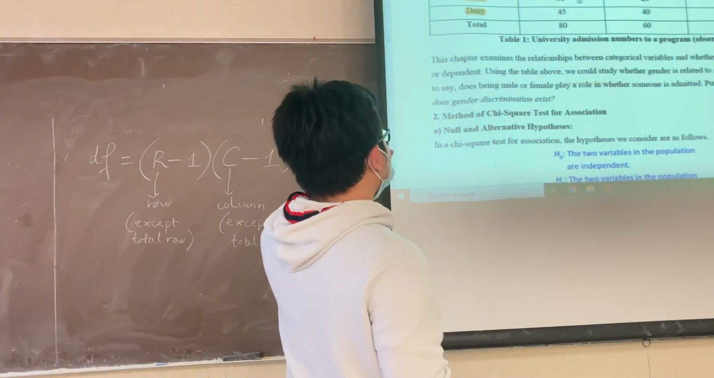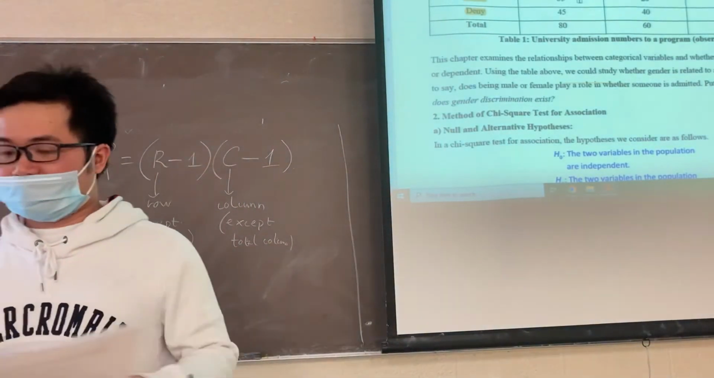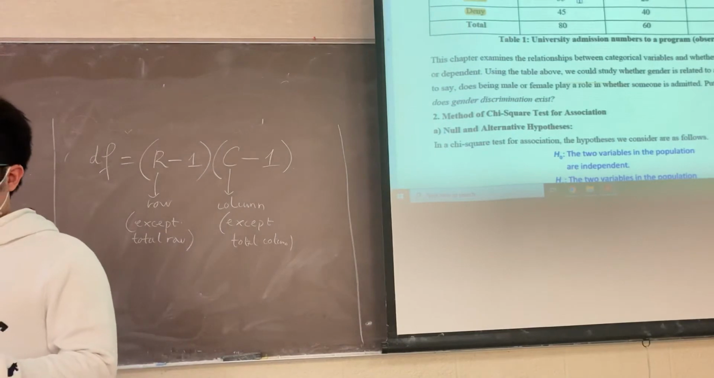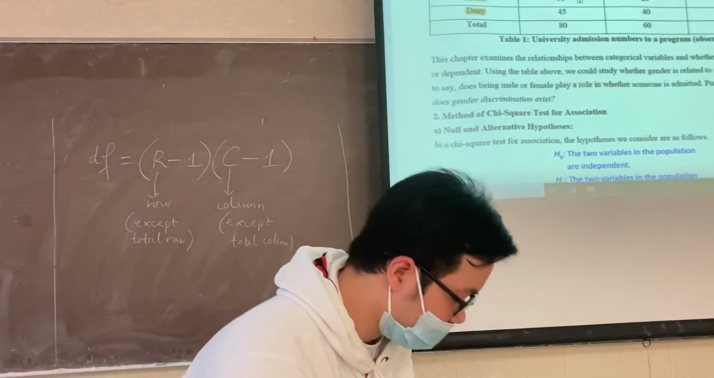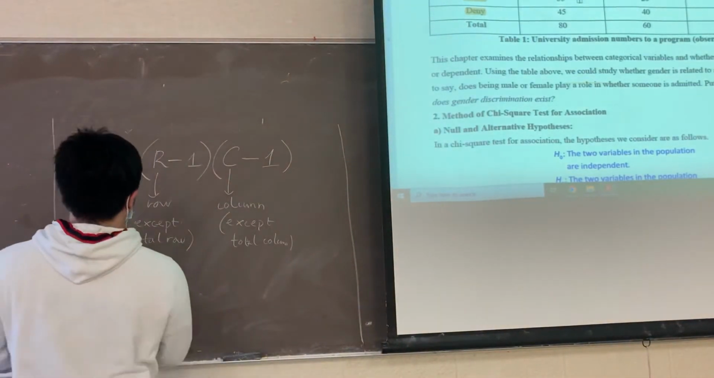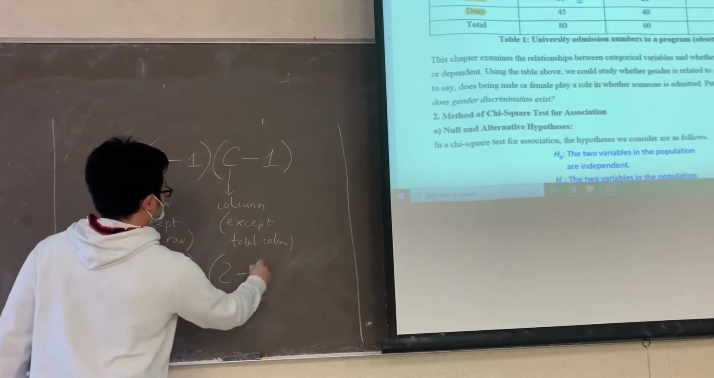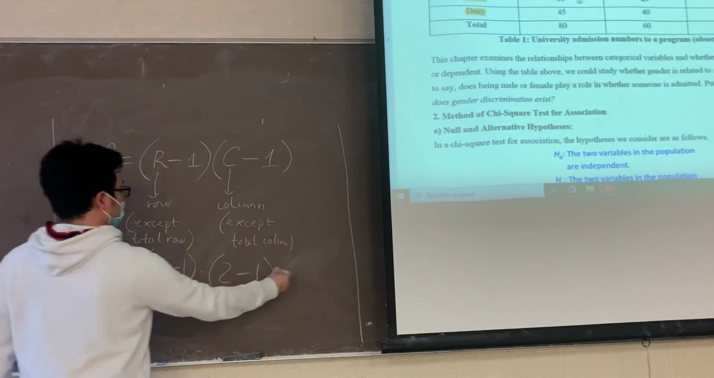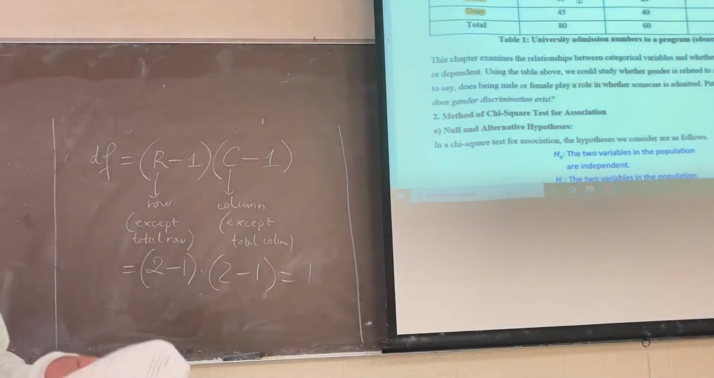So could you tell me how many rows and how many columns are here? Okay, Arthur, please. 2 and 2, right? Exactly. We don't care about the totals. So the df here will be calculated by 2 minus 1 times 2 minus 1, so 1 times 1 equals 1. That's how to calculate df.